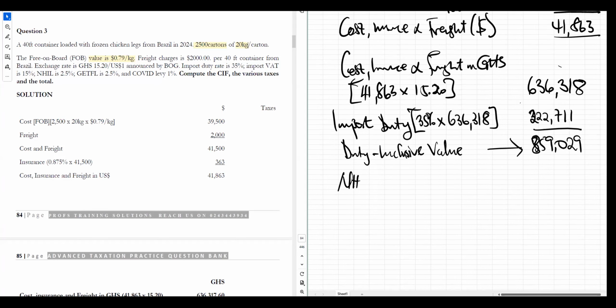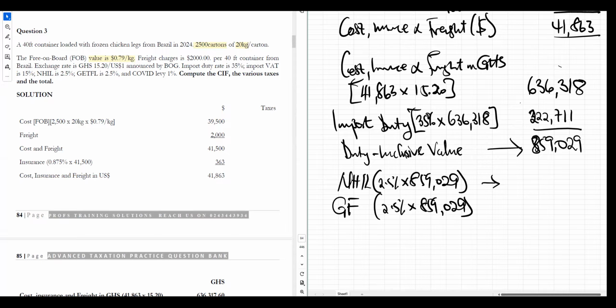So now let's get our NHIL. NHIL will be 2.5% of our 859,029, right? Then GETFund, the same 2.5% of our 859,029. Then we need our import VAT. Import VAT will be 15% on the same figure, 859,029.